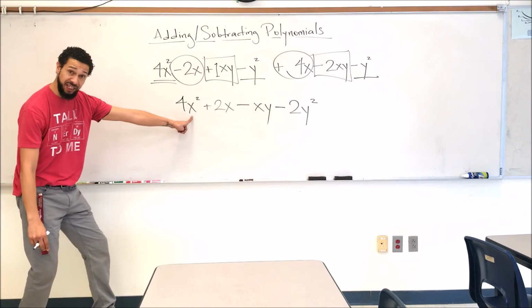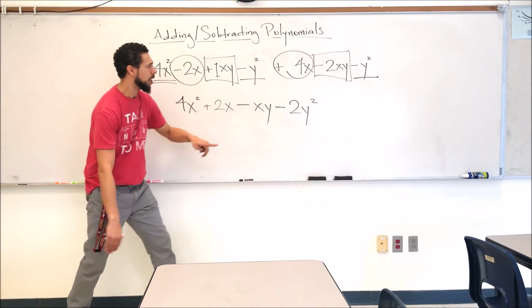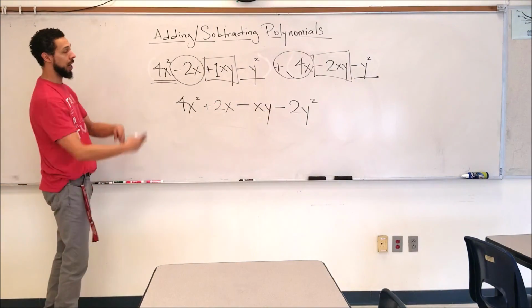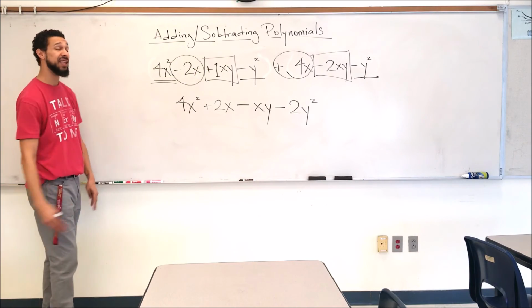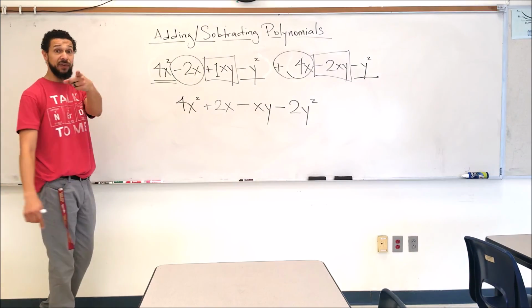Notice, I only have one thing that says x squared, one thing that says x, one thing that says xy, and one thing that says y squared. I'm done. Those have been added together and combined. Well done. Not bad. Next video is how to subtract.